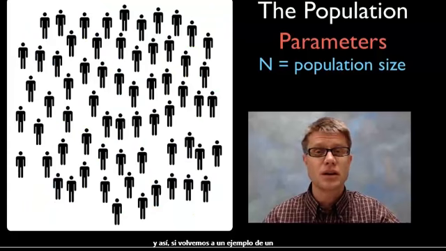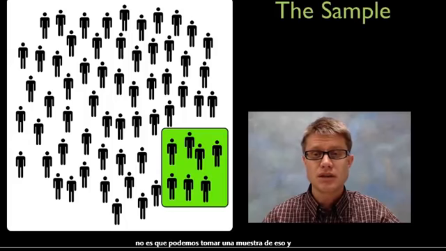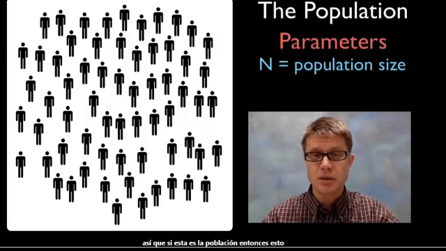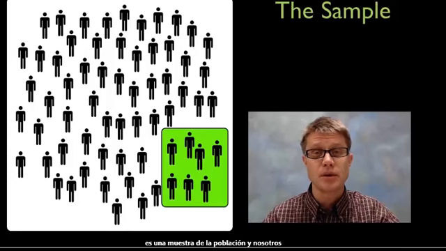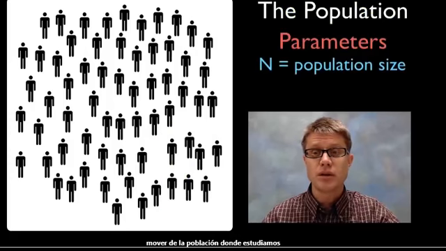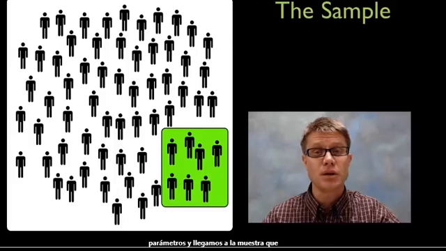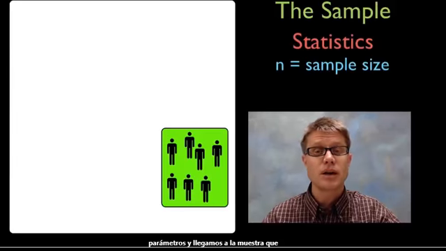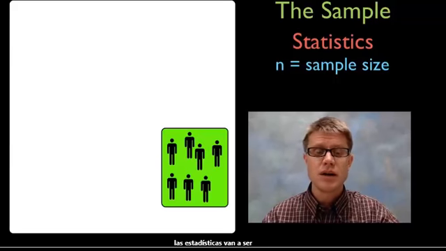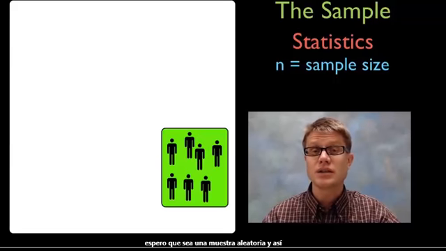And so if we go back to an example of a population, well, in science what we can do is we can take a sample of that. And so if this is the population, then this is a sample of the population. And we move from population, where we study parameters, and we get to the sample, we have what are called statistics. And so statistics are going to be characteristics of a sample. And hopefully that's a random sample.